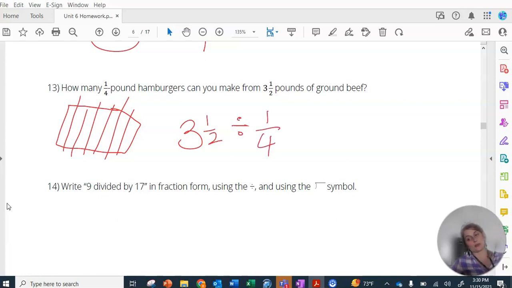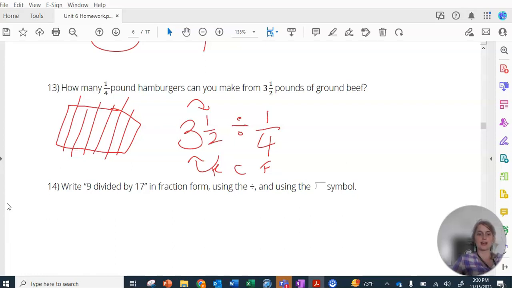Now, lucky for us, when we do division, I don't care what the denominators are. They don't have to be the same number, but they do both need to be fractions before you can keep, change, flip. So make sure that you change this into an improper fraction before you keep, change, and flip, and simplify for your final answer.